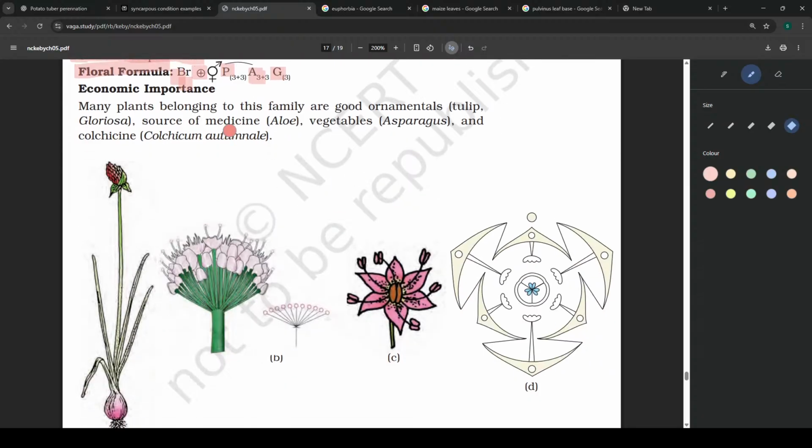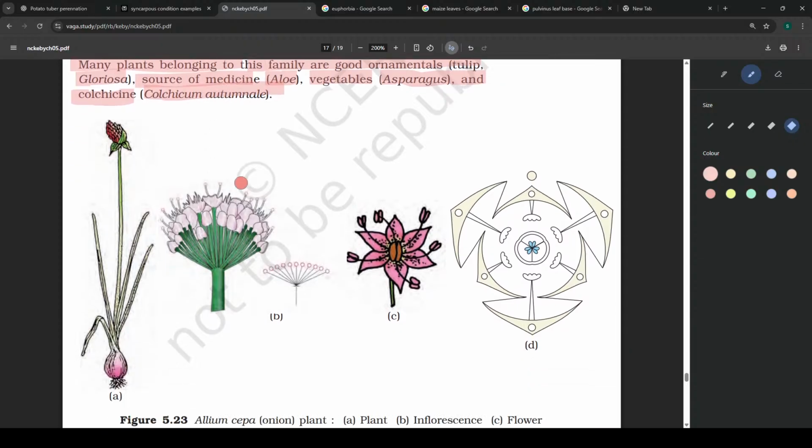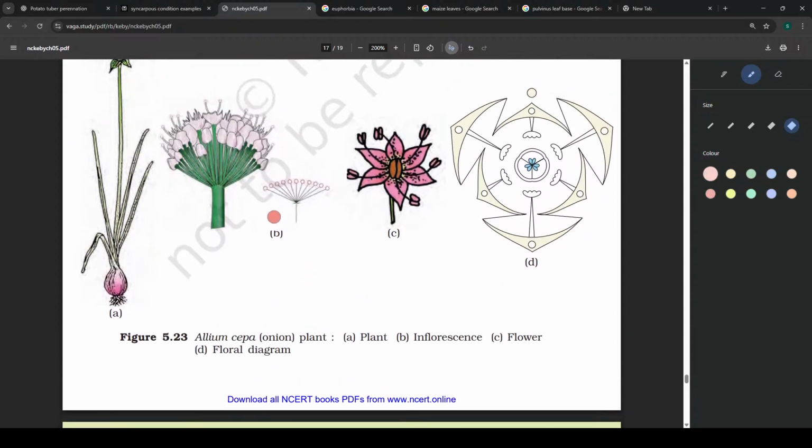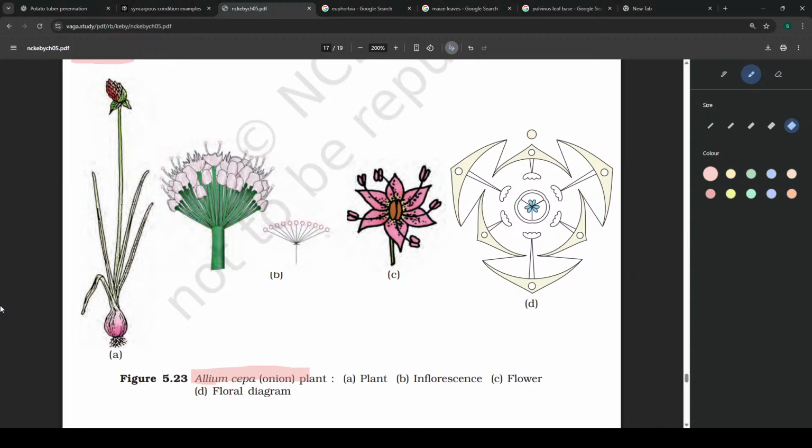Economic importance: many plants belonging to this family are good ornamentals, like tulip. Gloriosa, source of medicine; Aloe; vegetables, asparagus; and colchicine, Colchicum autumnale. This is Allium cepa, an onion plant. Basically, this one, which most of us have seen.